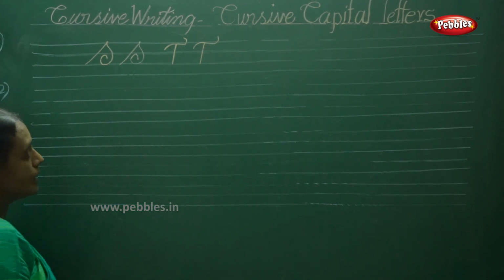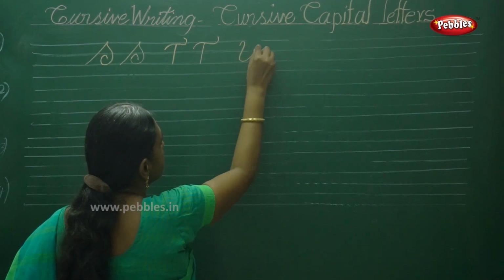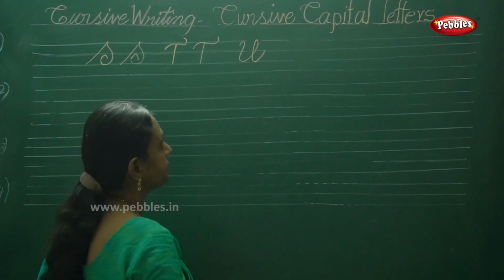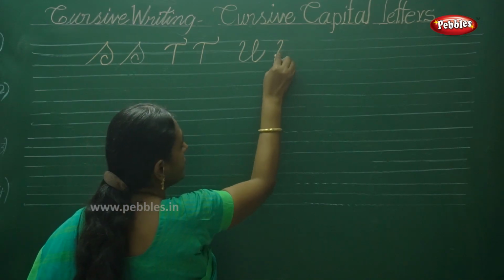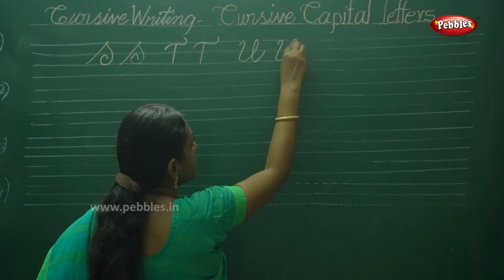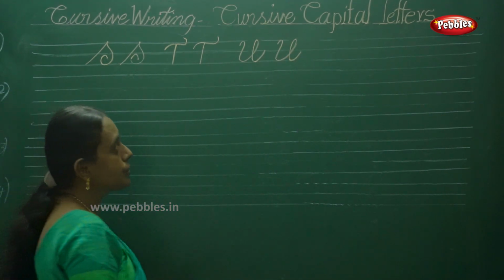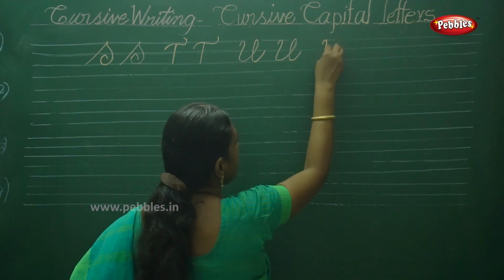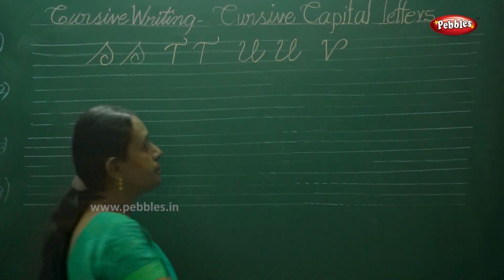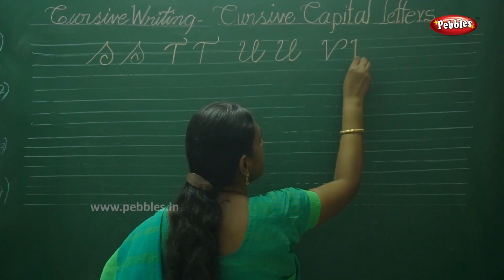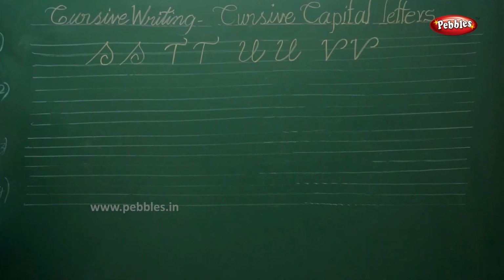T. Next one, U. Somewhat curved, starting with another loop, and make it U. Cursive capital U. And V, that is V. Again V.